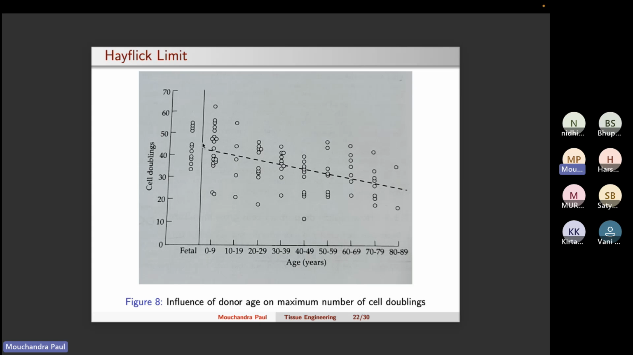And this is the line, if you do a linear fitting, from this linear fitting we can say on average or approximately a primary cell can undergo 30 to 50 doublings, and this is the Hayflick limit, okay. We will talk about why this limitation takes place; it is actually a molecular level phenomenon because of which this cell doubling decreases with increase in age, okay. We'll talk about those in subsequent discussion.